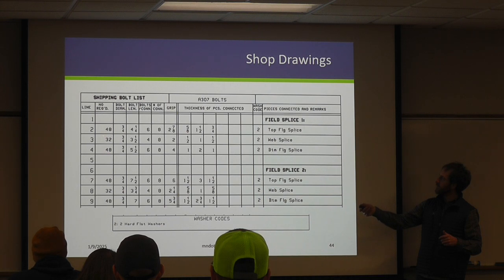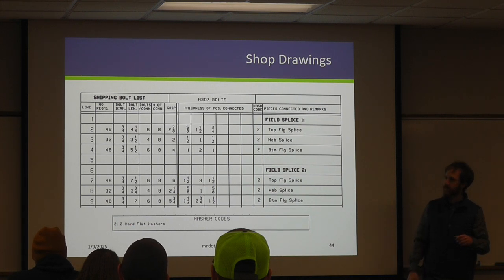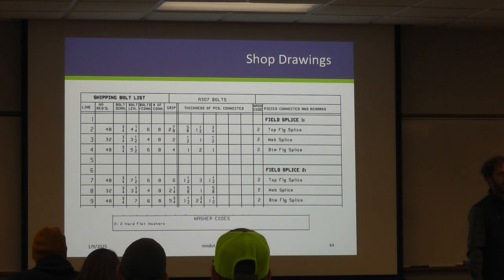this is going to be your top flange, your web splice, and your bottom flange. It's going to give you the number of bolts. You can see that the bolt length varies depending on which element you're in. And another important piece is looking at this washer code. Down here, washer code 2 tells us that we have to have 2 hardened washers, not just 1. So this is in addition to the DTI that we talked about.